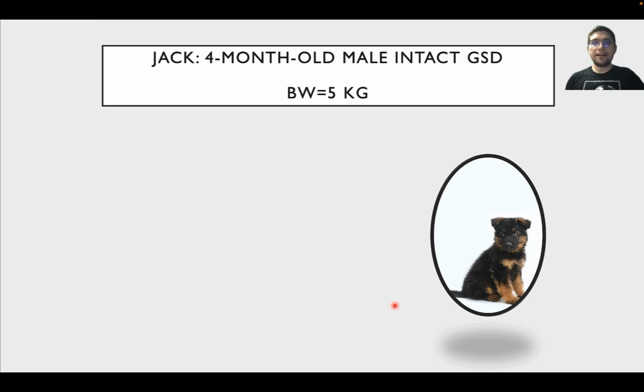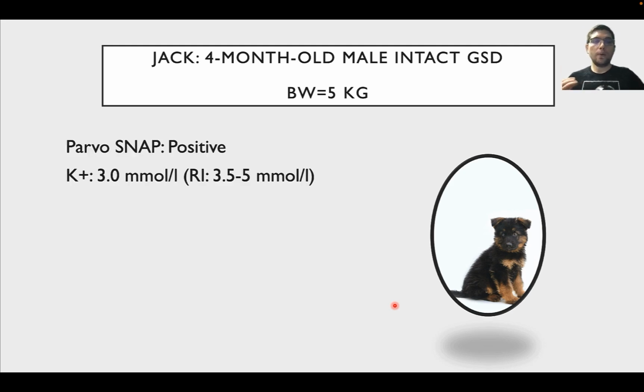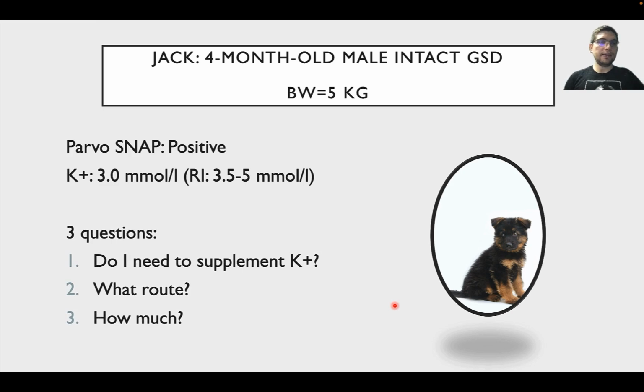So meet Jack. It's a 4-month-old male intact German Shepherd dog that is weighing 5 kilograms. We know that Jack was diagnosed with parvo infection and he had potassium of 3 millimoles per liter, which is mild to moderate hypokalemia. So the 3 core questions that we want to answer are, first, do I need to supplement potassium in Jack? Second, what route am I going to use to supplement potassium? And how much potassium am I going to give to Jack?